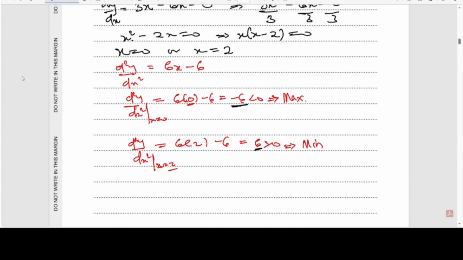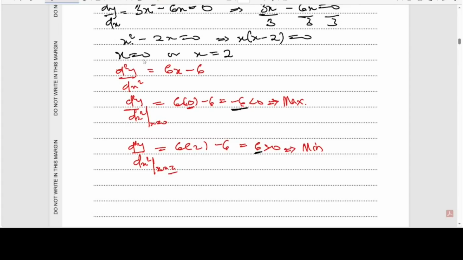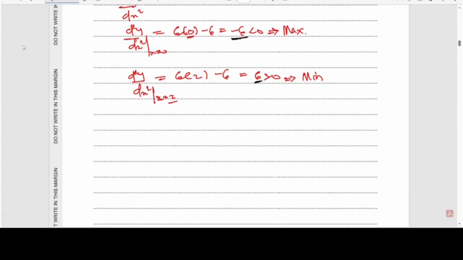So now that we know the critical values, the x values of the turning points, and whether they are minimum or maximum at those points, we need to find the corresponding y values. For our curve, y is equal to x cubed minus 3x squared plus 9, so we find y when x is equal to 0 and when x is equal to 2.